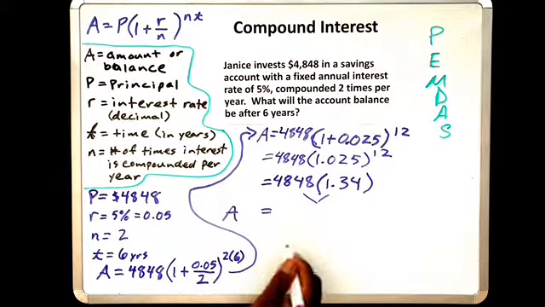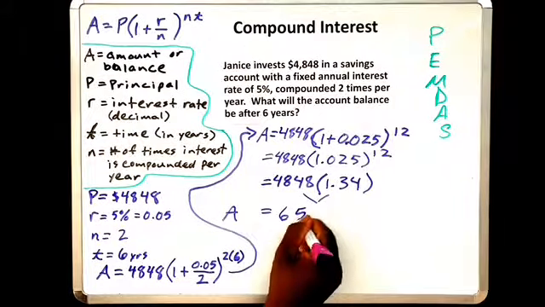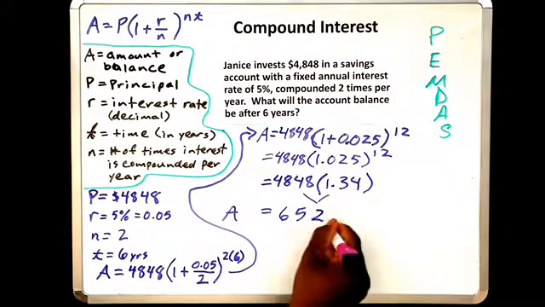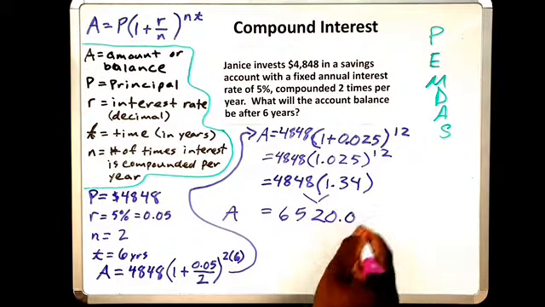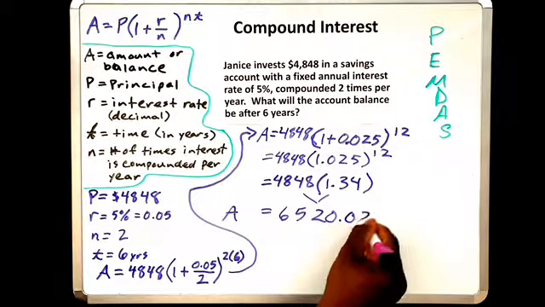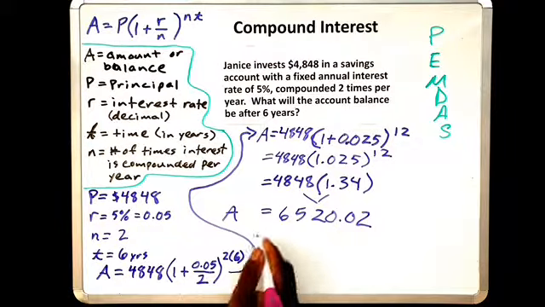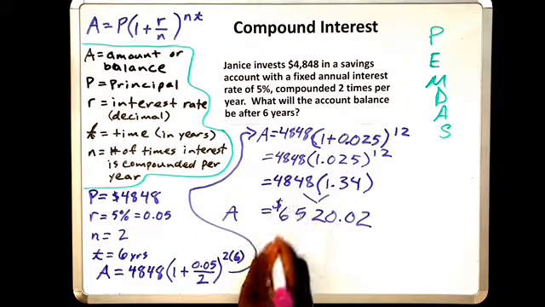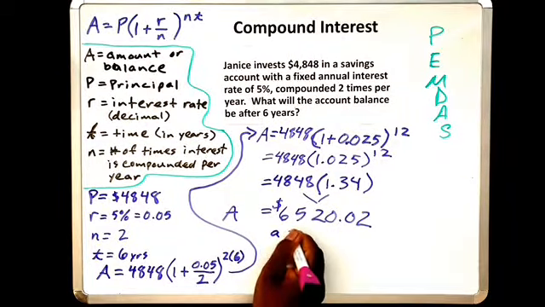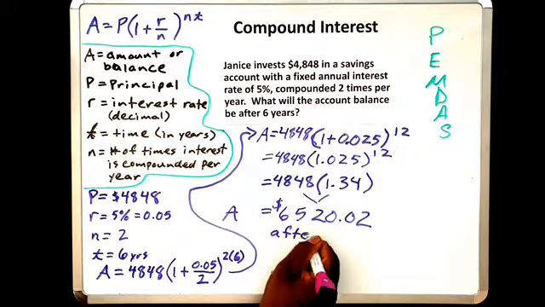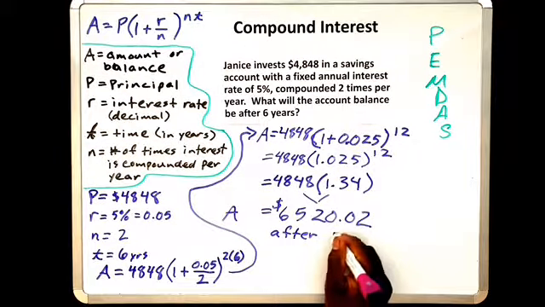When you multiply these two values, you get 6,520 and we have 2 cents. So this is the amount you're going to have in your account after 6 years.